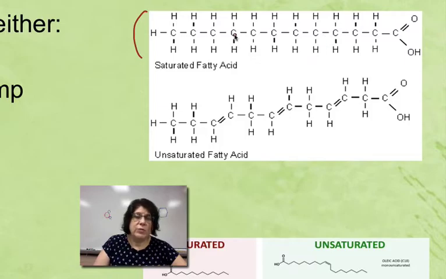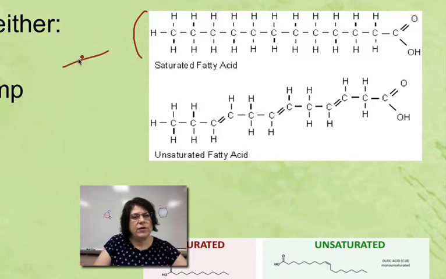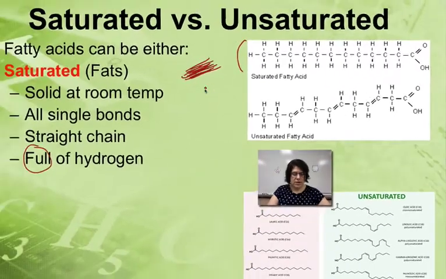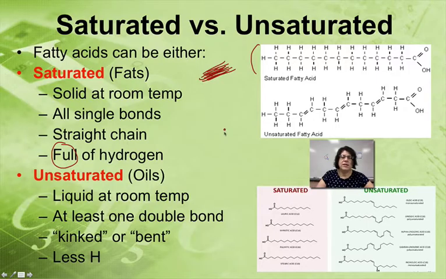This makes it a solid at room temperature because these nice straight chains can stack on top of each other very easily. Right, so if you have a whole bunch of them in there stacking up, they can stack up and make a lovely stick of butter. Right. The opposite of that is an unsaturated fat.